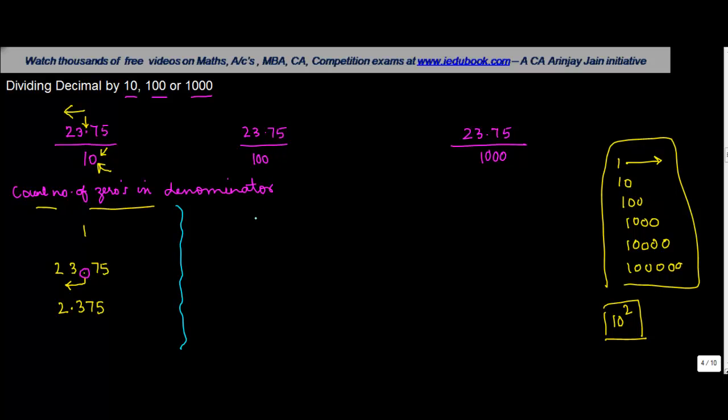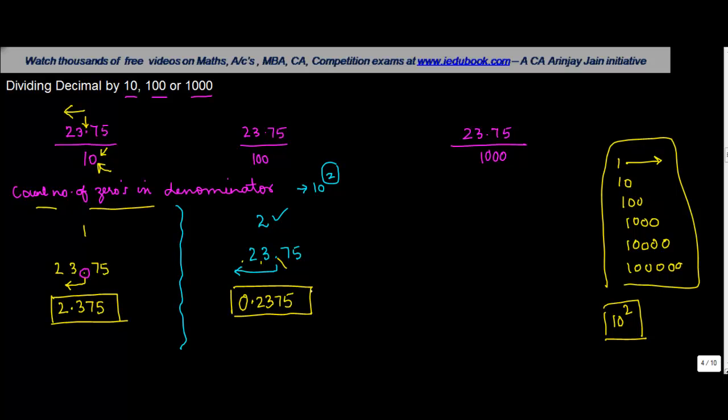In this case, how many zeros are there? It's 2. Or you can say that this is basically 10 to the power 2. So this power is the number of zeros. Again, just write the same number, 23.75. Now this decimal point is going to be shifted towards the left, but by how many digits? There are 2 zeros, so we shift it by 2 places. One place is this, 2 places is this. So we write this as 0.2375. The decimal point has shifted here, and then you just affix a 0 over here.